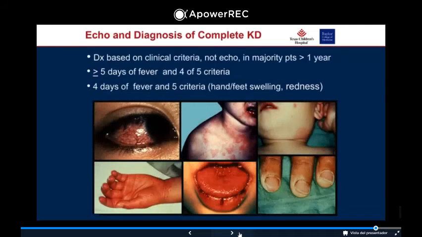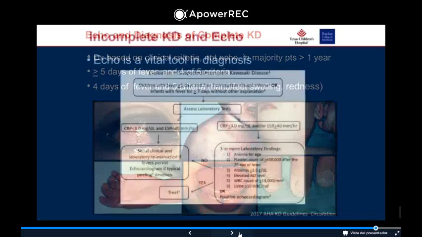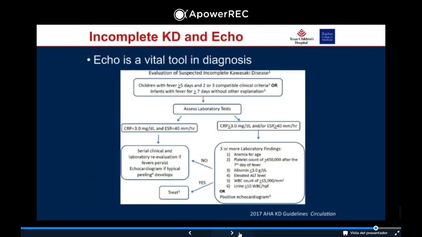The diagnosis for most children more than a year of age for Kawasaki's is based on clinical criteria, so you really don't need to do an echocardiogram before starting IVIG if you meet the clinical criteria that Dr. Neuberger went over. However, echo is a vital tool in the diagnosis for those who have incomplete features.